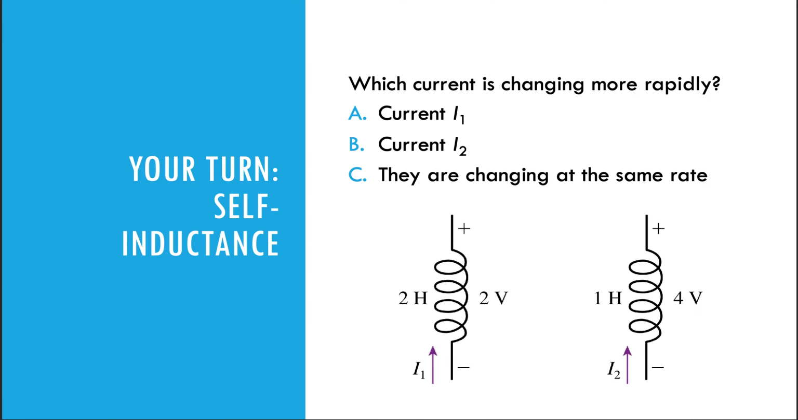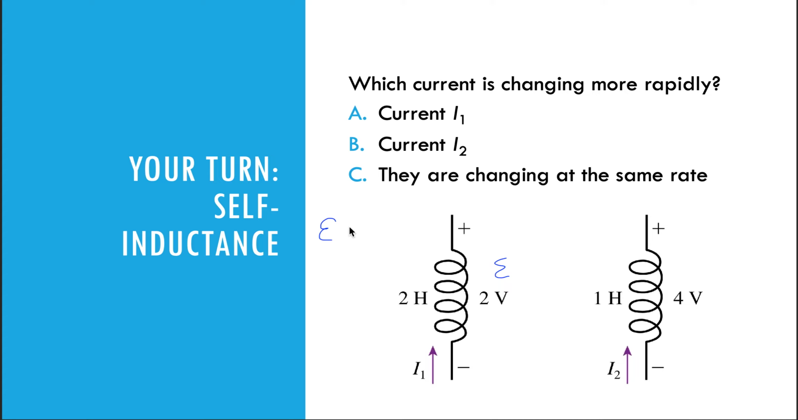Let's look at one more question. This is your turn. It's asking, for which inductor is the current changing more rapidly? What the picture is showing us is the inductance of each inductor and the EMF induced. So try it on your own, and let's take a look.